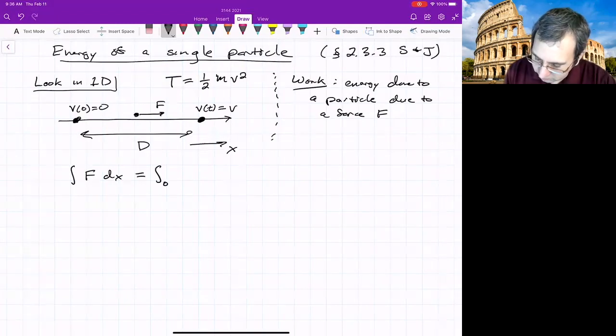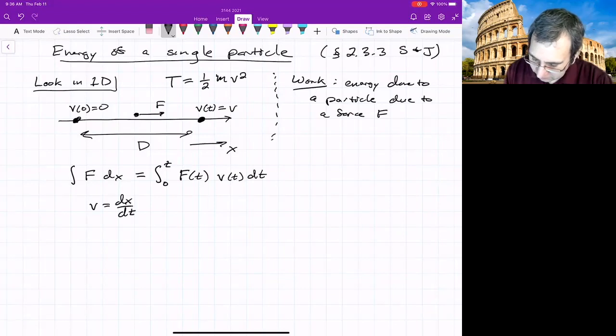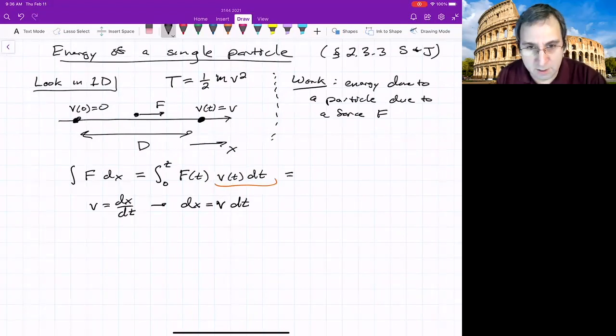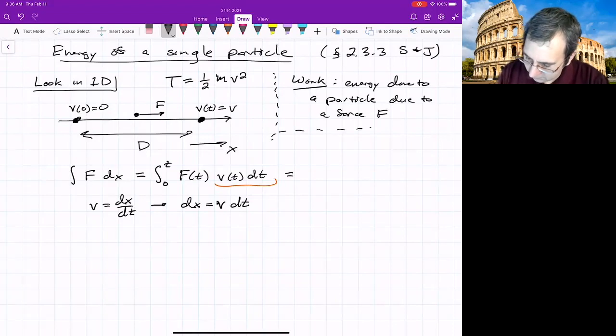This we could also write as the integral from 0 to t, and F could be a function of time. And here we'll write v(t) times dt. Why is that? Because v is dx by dt. So we could just substitute in, for dx, we'll put in v times dt. So that's where this part comes from. And now we could substitute in Newton's law. For Newton's law, F equals m times acceleration, but that's the same as m dv by dt. So the integral, from the initial time to the final time, is m dv/dt times v dt.